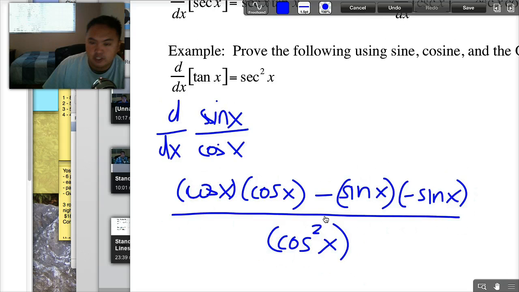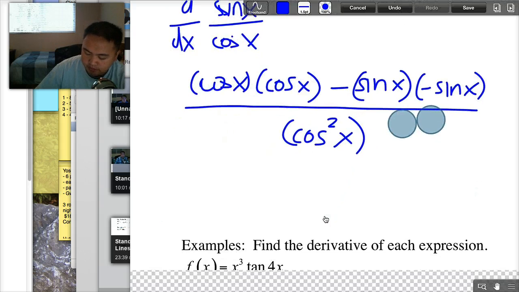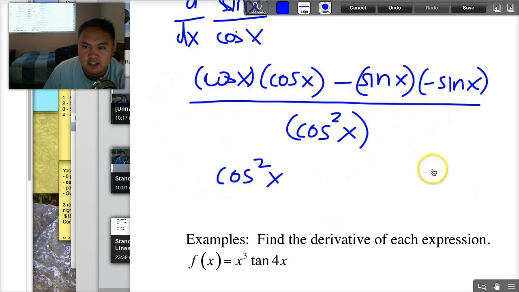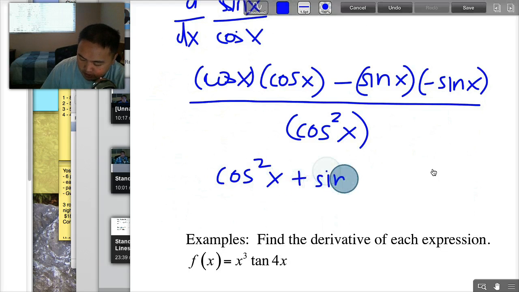So now apply the quotient rule. Okay. Now I'm going to simplify this. Cosine times cosine is cosine squared. And then I have minus sine x times a negative sine x. So what I'm going to do is a minus times a minus, or negative times a negative, is plus, and then sine times sine is sine squared.